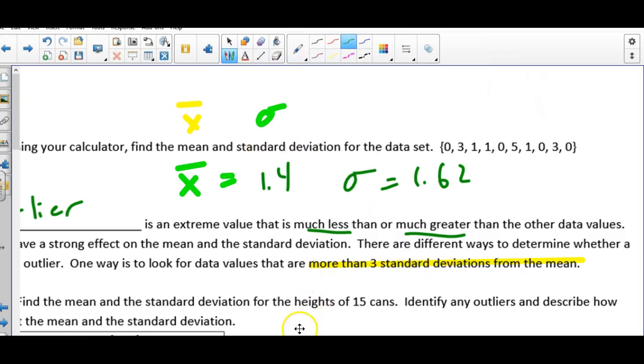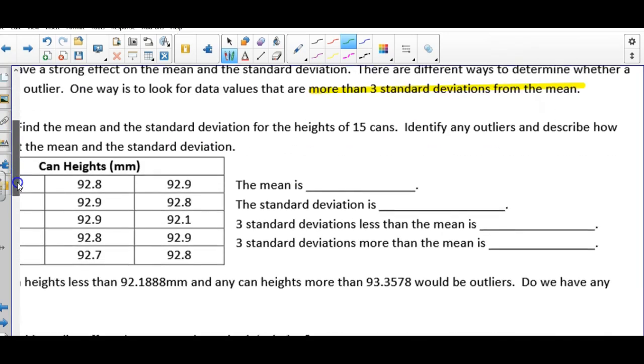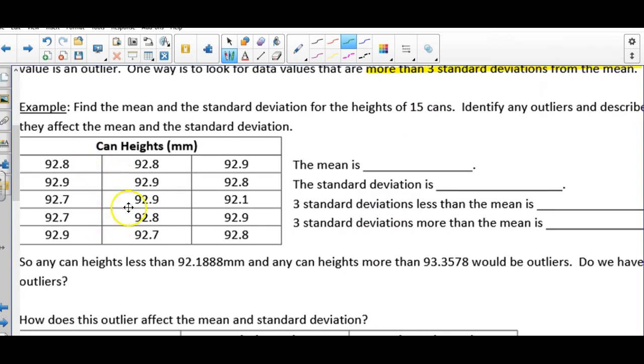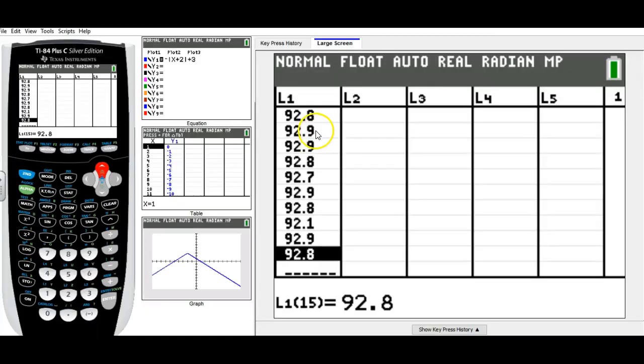So let's go ahead and look at this example right here. This example says find the mean and the standard deviation of the heights of 15 cans. Identify the outlier and describe how it affects the mean and the standard deviation. So here are the heights of our 15 cans. Put all of these in one list. All of these are going to go in list 1. So go ahead and put those in list 1 like this. You have 15 cans, so here are all the heights of all 15 cans in list 1. All of them go in list 1.